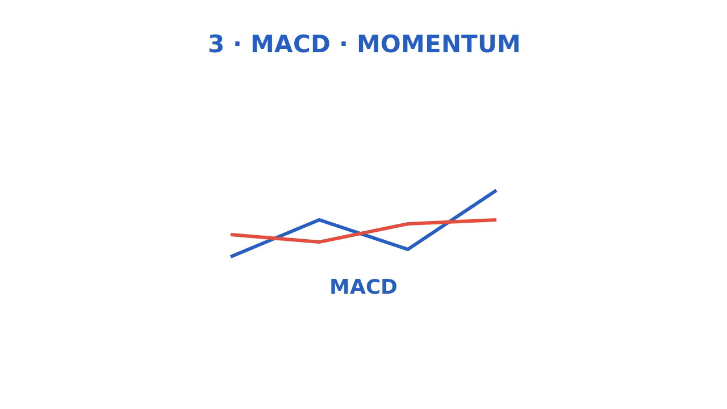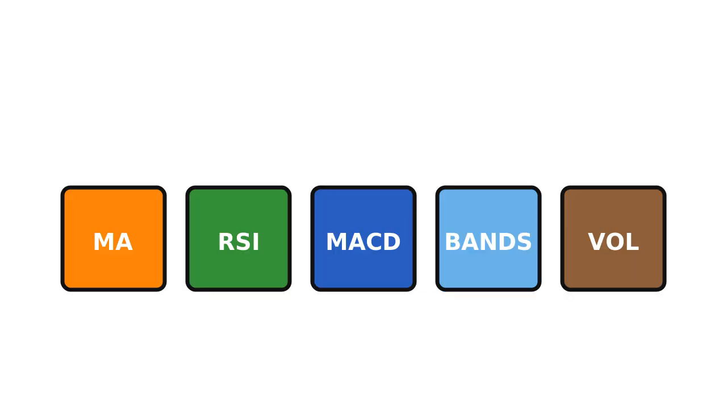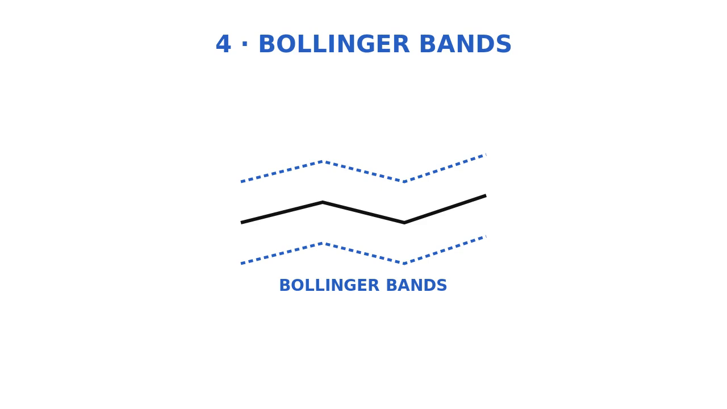Indicator 4, the volatility envelope, Bollinger Bands. Invented by a trader named John Bollinger. These are 2 bands that wrap above and below the price, expanding when the market gets wild and squeezing tight when it goes calm. When the price rides the upper band, it is considered stretched high. When it sinks to the lower band, stretched low. And a famous Bollinger squeeze, when the bands pinch very tight, often warns that a big move is coming, though not which direction.